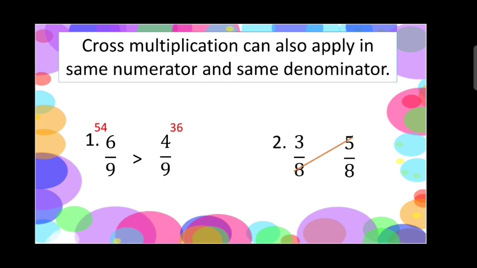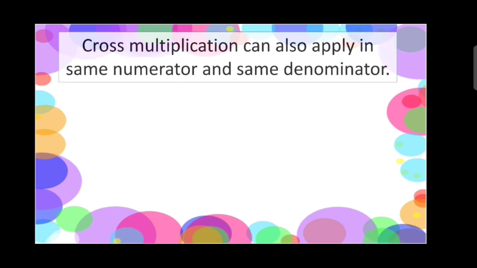Ayan, 8 times 5 is equal to 40. Then 8 times 3 is equal to 24. So we conclude that 3 over 8 is less than 5 over 8. Kasi, di ba, mas mataas si 40 kaysa kay 24. So another example. Ayan, ito naman same numerator.